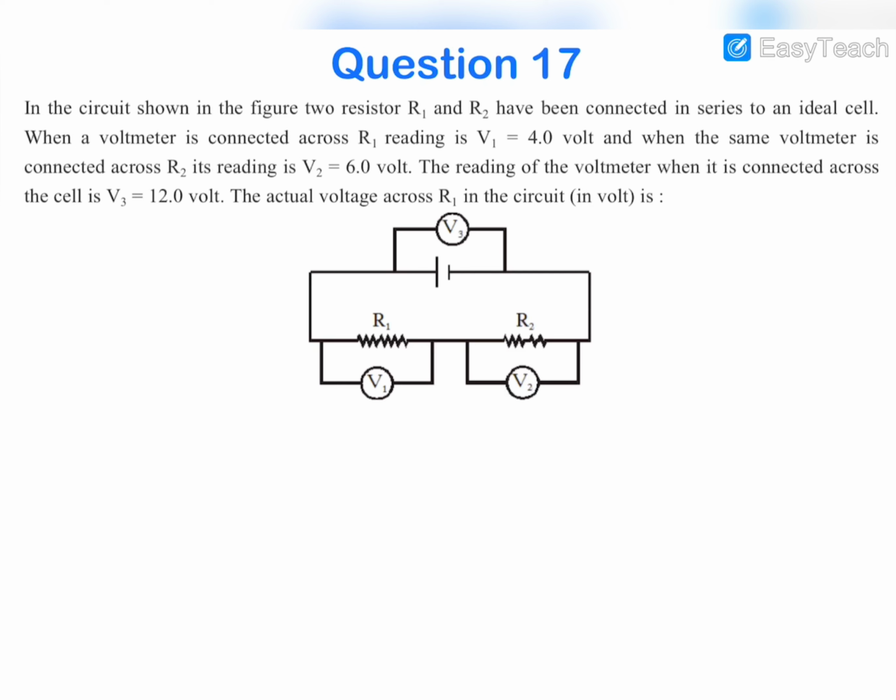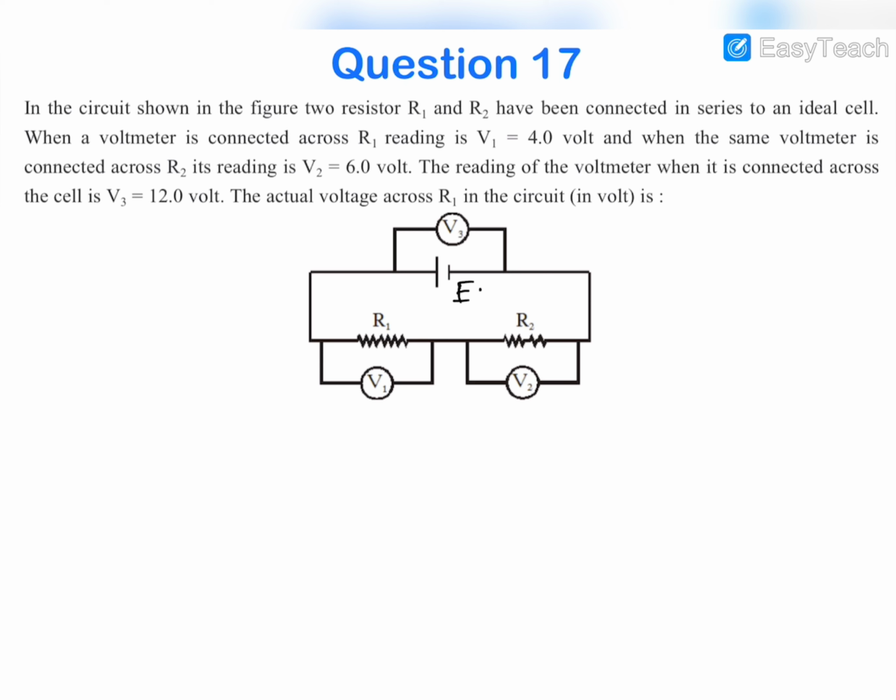In this question you can see that this is an ideal battery, connected in series with two resistances R1 and R2, and a faulty voltmeter. When it is connected across R1, its reading is 4 volts, and when it is connected across R2, its reading is 6 volts. When it is connected across the battery, its reading is 12 volts, which clearly means that this is the ideal battery, and the voltmeter reading across the battery would be the same as the EMF of the battery.